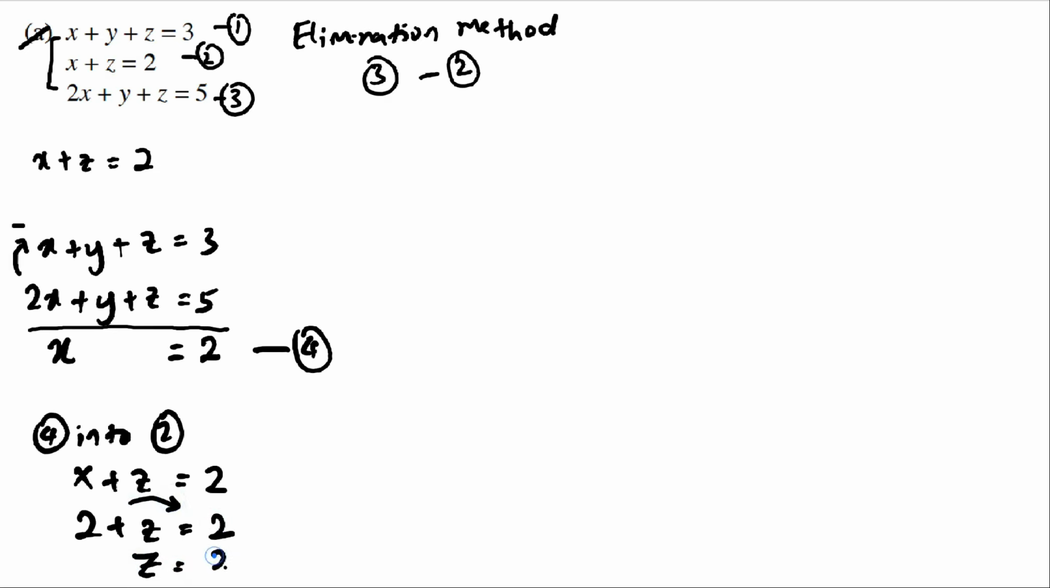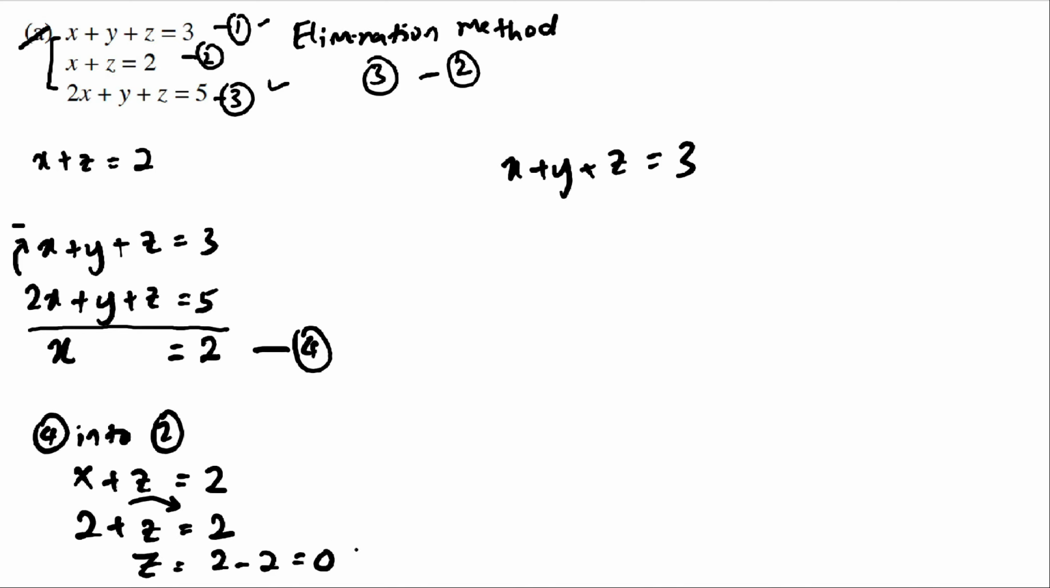2 minus 2 is equal to 0. z is equal to 0. You have x and z. Now you can find y. You can use any of 1, 2, 3, because you can use 1 or 3, the one with y, by substituting x and z. If I use number 1 because it is the simplest one, x plus y plus z is equal to 3.